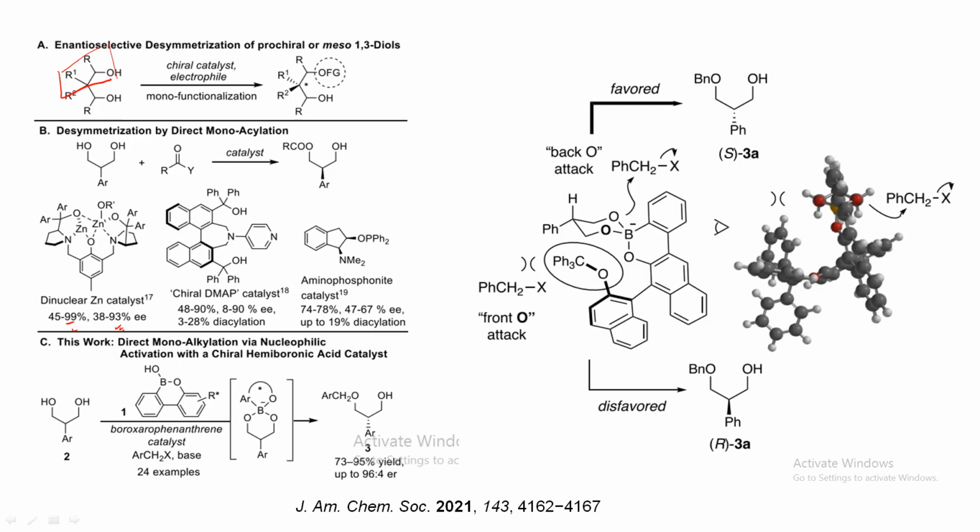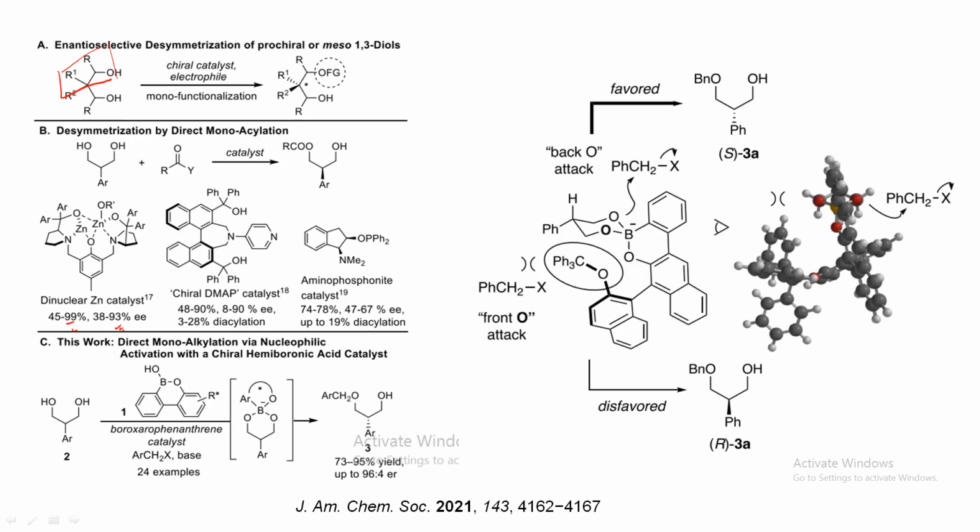Another thing is this chiral DMAP based catalyst. Here they can achieve up to 90% enantiomeric excess, and with this simple kind of molecule you can go up to 67% enantiomeric excess. So how do they actually work?